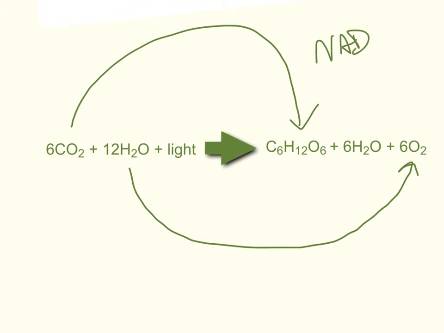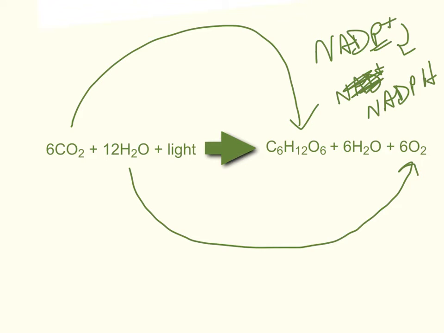So NADP+, very similar to the NAD+ that you saw in cellular respiration. So you can remember this. The one that has the P is the one that belongs in photosynthesis. So it essentially does the same job. It is an electron carrier. It'll pick up electrons and hydrogens. So it gets reduced to NADPH, and it will carry those electrons further along in the process, so we'll see that later.